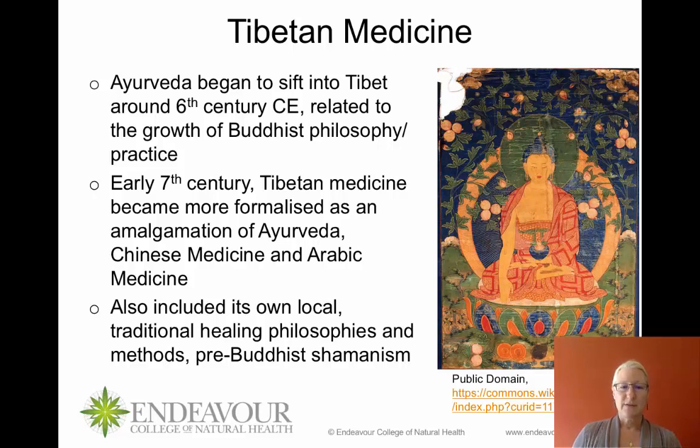In the early 7th century, Tibetan medicine became more formalized, and it was really at that point in time more of an amalgamation of Ayurveda, Chinese medicine, and Arabic medicine, which we'll call Unani Tib, although Greco-Arabic medicine is a more proper way to reference that. The image here on this slide is that of the medicine Buddha. So there is a specific manifestation of Buddha that is associated with medicine and the Tibetan form of medicine.